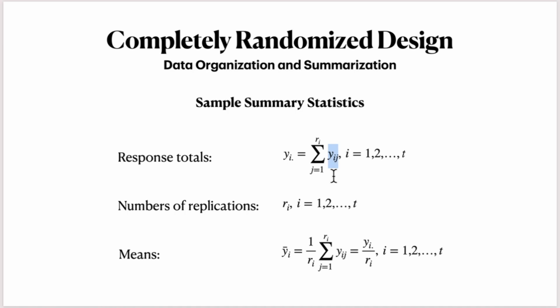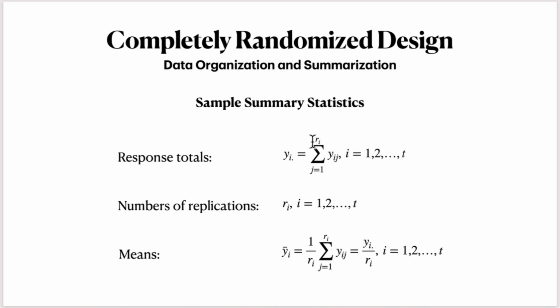The observation for the jth experimental unit that has received treatment i, where i goes from 1 to t. So t is the number of treatments. The index i corresponds to which treatment the experimental unit has received. All right, and then j is the particular experimental unit within that treatment group.